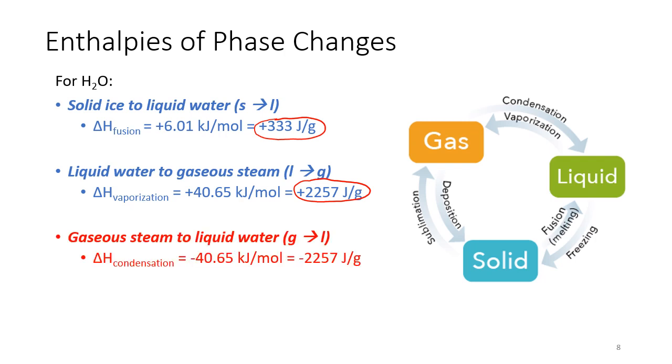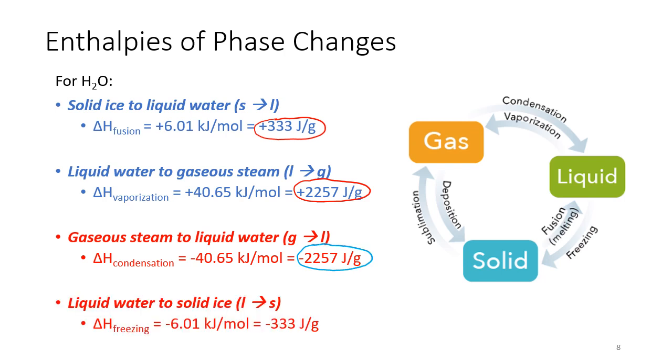Looking at the reverse, going back from gaseous steam to liquid water, this is going to be an exothermic phenomenon, so energy will be released in this process. The enthalpy of condensation is exactly the same as the enthalpy of vaporization, but it's opposite in sign. So it'll be negative 40.65 kilojoules per mole, or negative 2,257 joules per gram to go backwards.